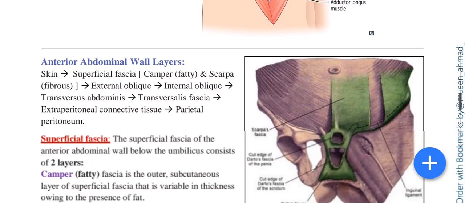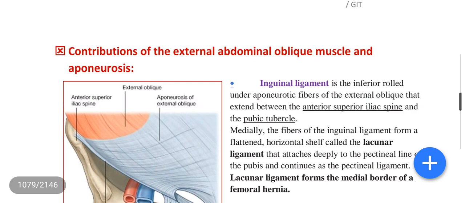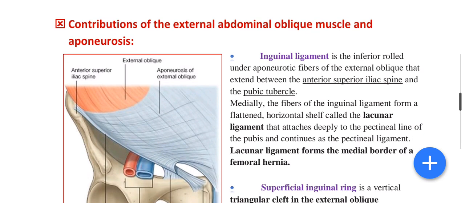Bismillahirrahmanirrahim. On to the fifth session of our abdominal unit, GIT unit. Basically, we are reading the first aid. So we are going to talk about the contribution of the external abdominal oblique muscle and the aponeurosis. So what is the contribution of the external oblique muscle?